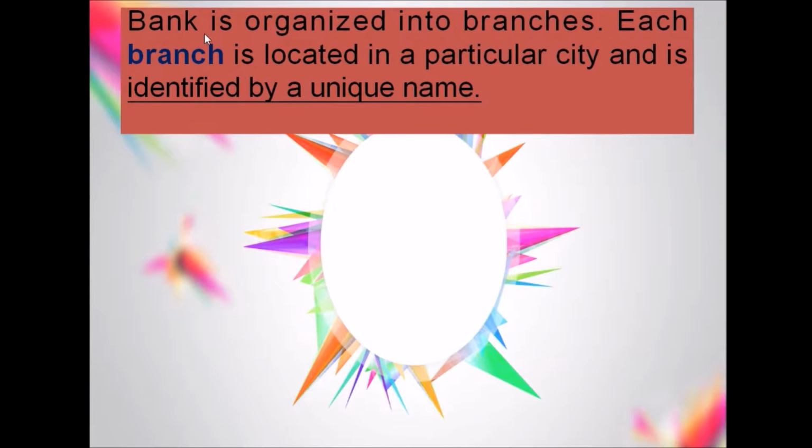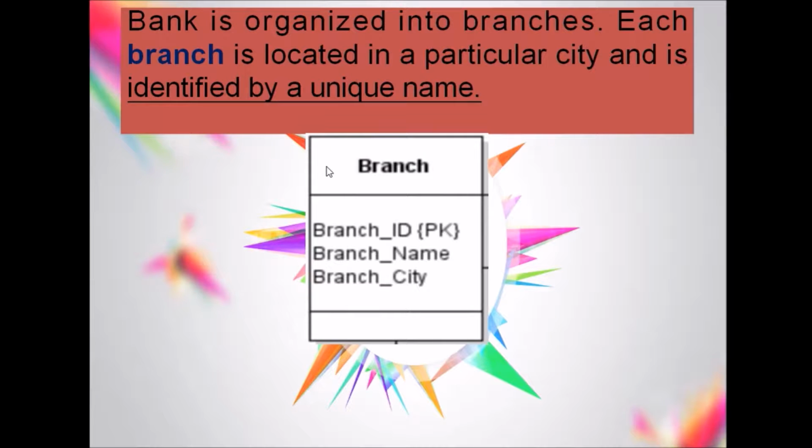Okay, for that, the bank is organized in branches. Each branch is located in a particular city and is identified by a unique name. So this will be the entity, Branch, and the attributes are branch ID, branch name, and branch city. The branch ID will be the primary key for this entity.